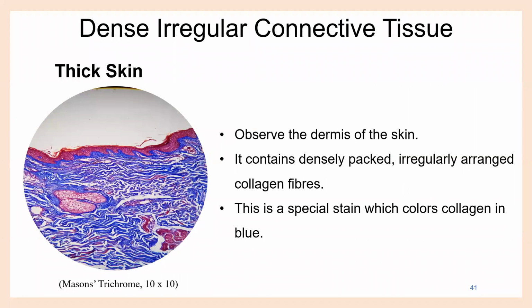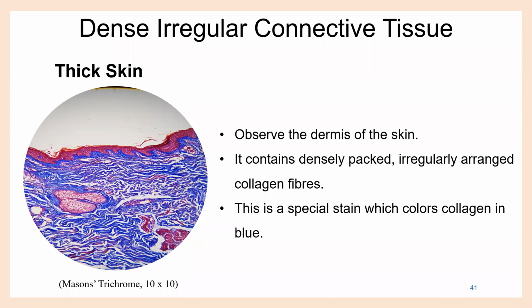Right, so then dense irregular connective tissue is seen in skin. Now this is a Masson's trichrome. Just remember, it's a special stain where collagen is stained in blue, right? So this is a special stain for collagen. Usually in H&E collagen stains in light pink and it's difficult to see. But because you want to look at these densely arranged collagen fibers, you stain it in this special stain. Right, so this is a low power view of a thick skin showing you the collagen fibers and how they are arranged. Right, so you can see densely packed, irregularly arranged collagen fibers stained in blue.